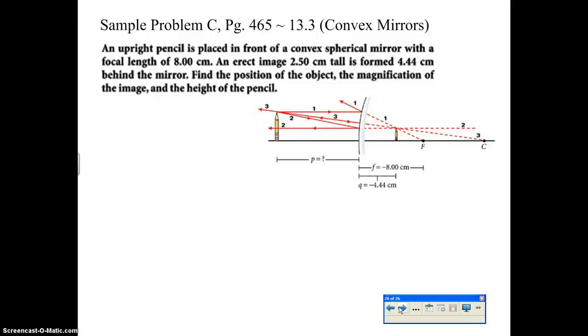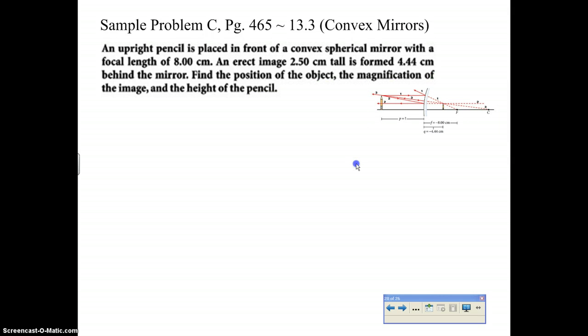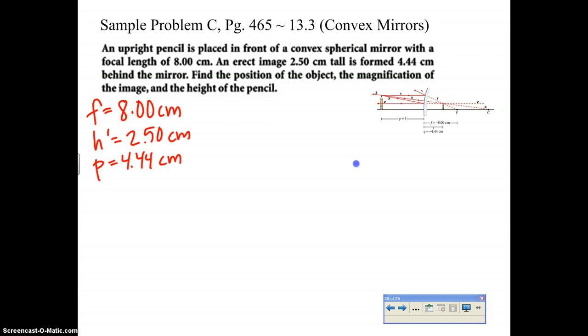Okay, so sample problem C says that, once again, an upright pencil, so we should be seeing virtual and upright at the end, is placed in front of a convex spherical mirror, focal length 8.00 centimeters. The erect image, so the type of the image, H prime, 2.50 centimeters, is 4.44 centimeters behind the mirror. Okay, it's formed behind the mirror, so right there tells you a virtual image. Find the position of the object.